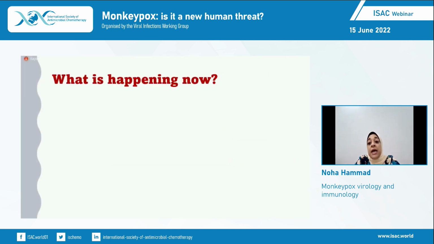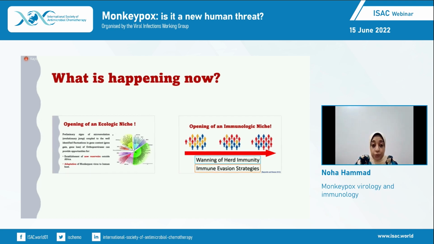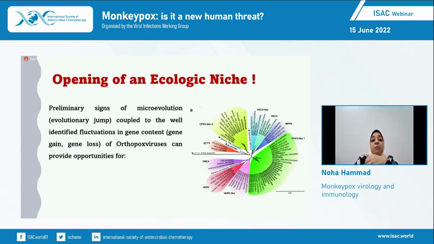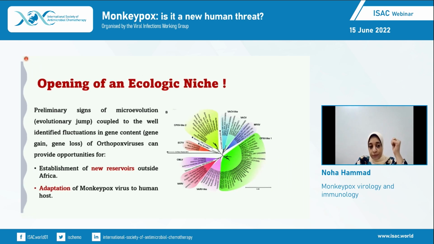What's happening now? It seems that monkeypox virus has entered the population as a sexual foe through opening an ecologic niche and an immunologic niche. Preliminary signs of microevolution, coupled with the well-identified fluctuations in the gene content of orthopox viruses, can provide opportunities for the establishment of new reservoirs outside Africa and adaptation of monkeypox virus to human hosts.